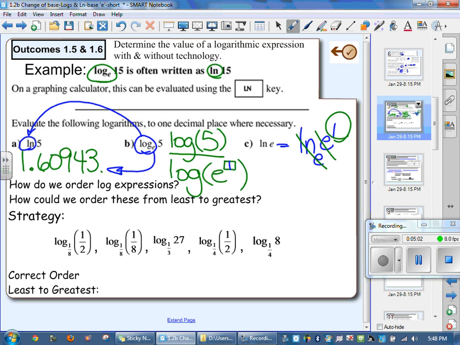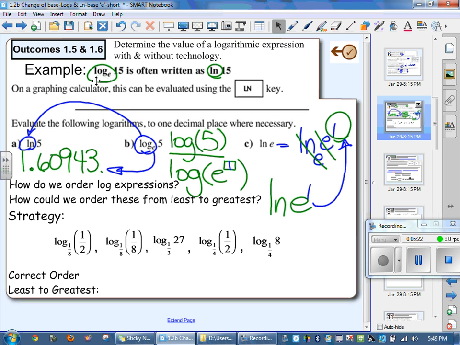What I'd like you to type in your calculator, hit the ln button, then hit your e button, which is second ln, and put exponent 1 on it and enter. You're going to get the exact same answer of 1. Okay? Alrighty. Let's move on to the bottom part of this slide here.